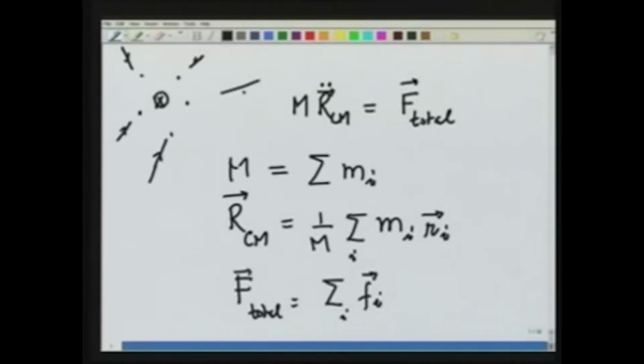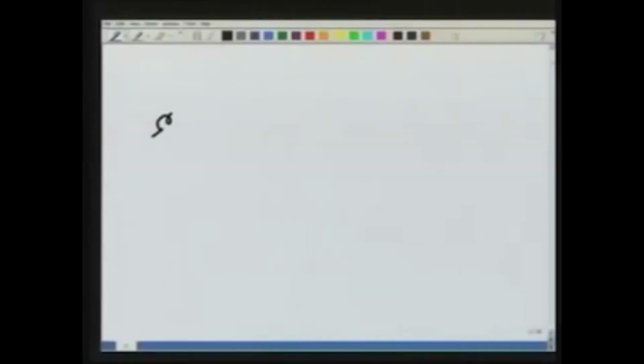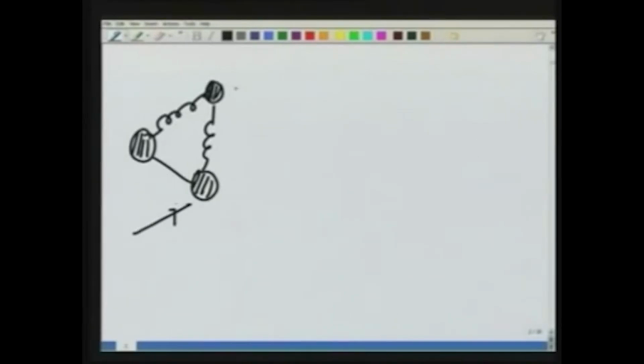Now, I want to look at individual particles, how its motion takes place. I want to go beyond the center of mass motion. So, for example, suppose I have these particles connected by a spring. For simplicity, I will just take 3 of them and I apply different forces on each particle.